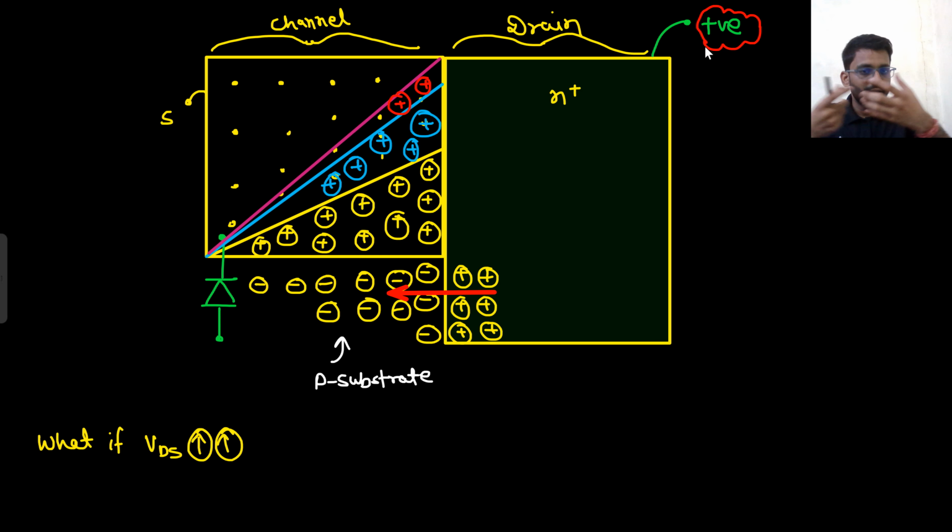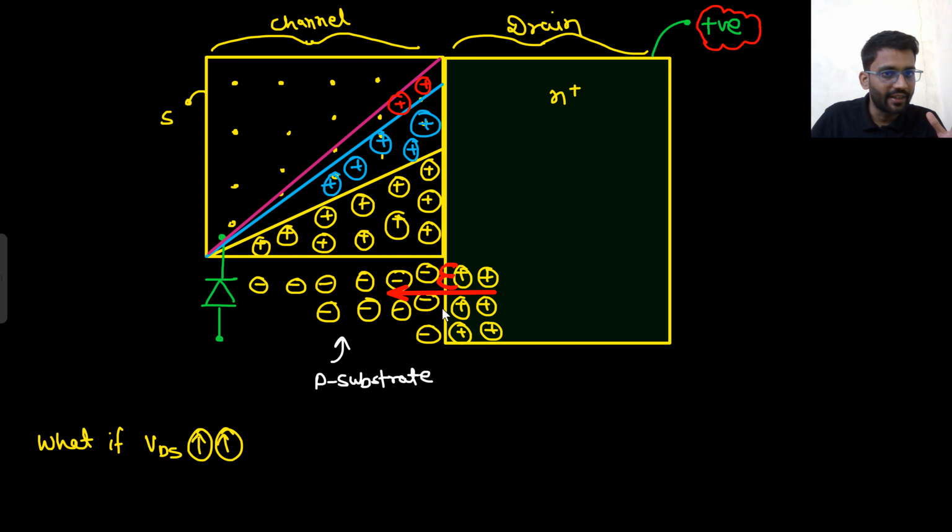Initially, I am increasing VDS. So what is happening? The depletion width is getting increased. If the depletion width is getting increased, that means this particular electric field is getting strong. If this is getting strong, that means it is attracting those charge carriers very quickly.